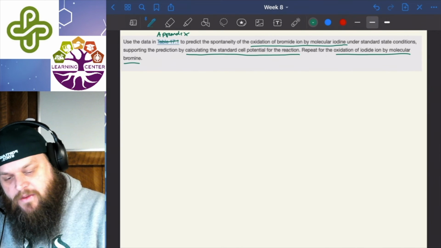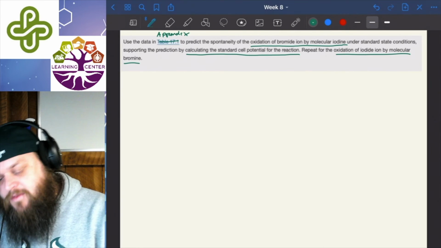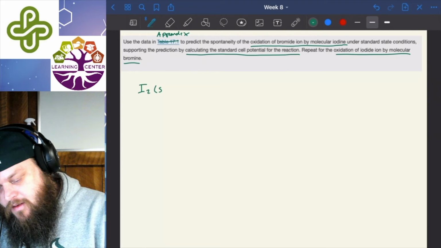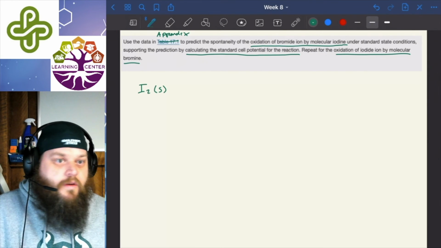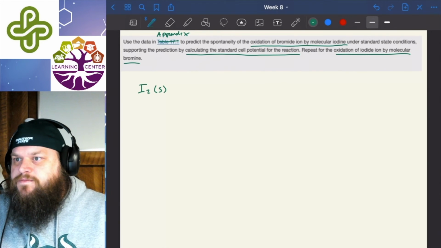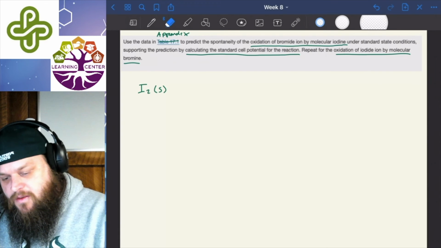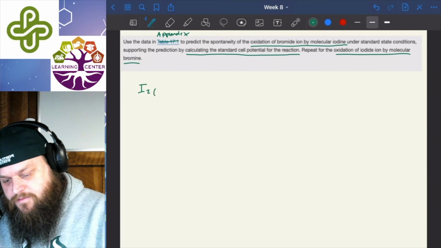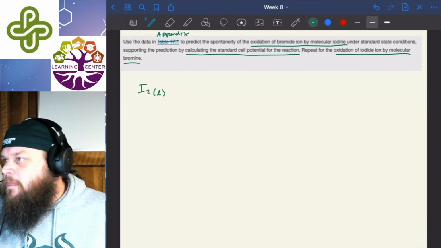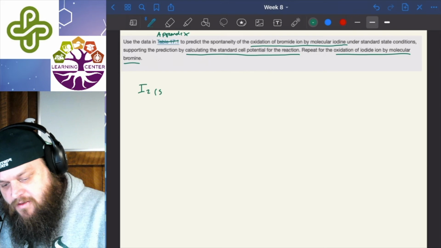So just writing out what this reaction is. This is the oxidation of bromide by molecular iodide. So molecular iodide is this guy here, I2, in a solid form. Would that be a solid form? Let me double check to make sure. I thought I2 was a liquid. I think it's a liquid. I guess the book says it's a solid. We'll stick with it.